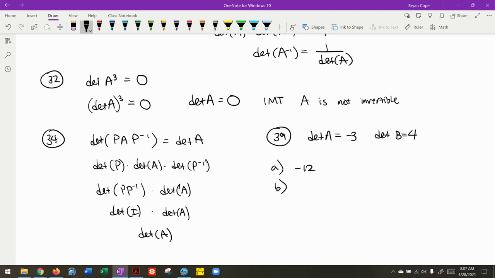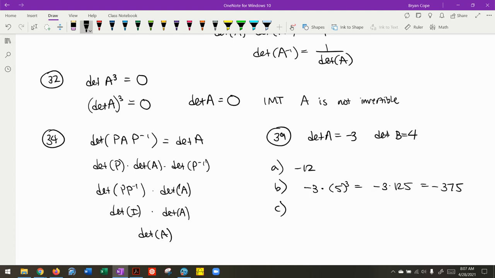B is the determinant of 5A. Okay, so remember how this works. That means that every row is being multiplied by 5, which means the determinant will be multiplied by 5 three times. So this should be negative 3 times 5 to the third, which is negative 3 times 125, which is negative 375.